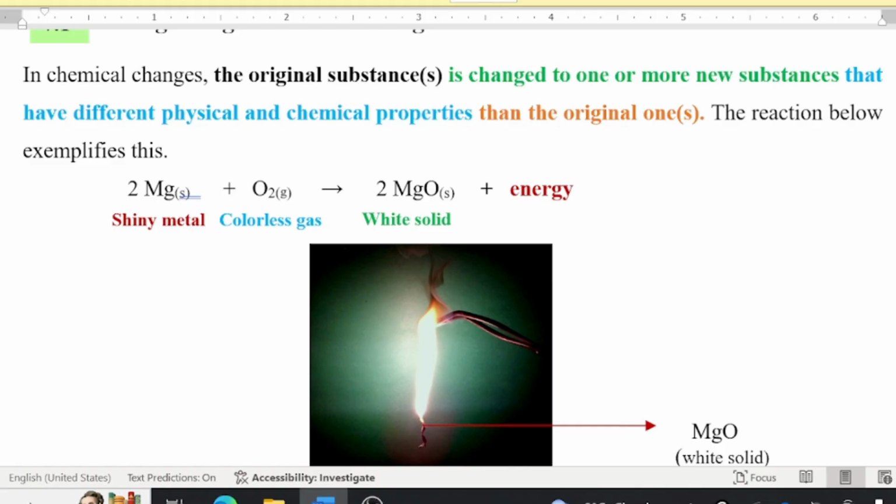Look at this reaction, for example, and we try to see what the products are and compare them with the reactants. Here you have magnesium. I don't know how many have seen magnesium being burnt. A very bright flame is created when it is burnt. You have magnesium being burnt in oxygen here, and it gives you magnesium oxide and energy.